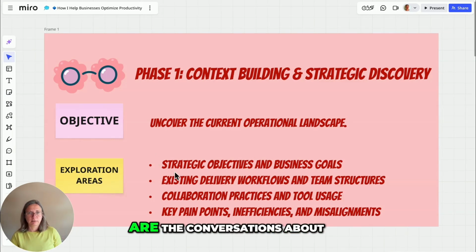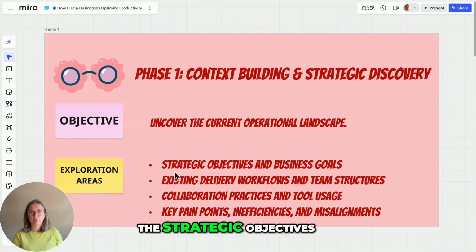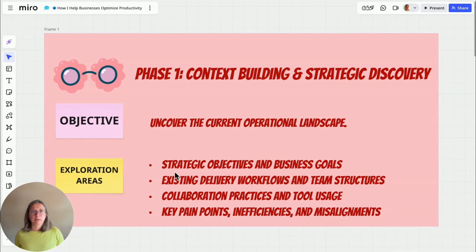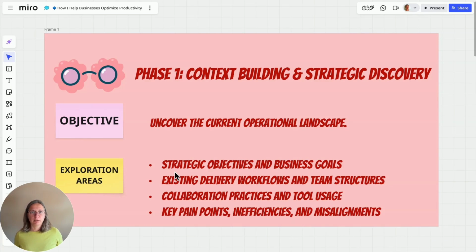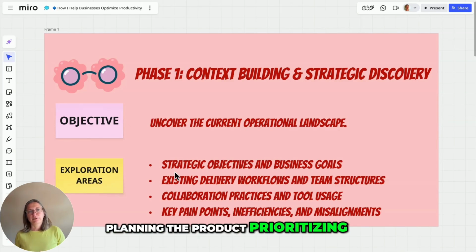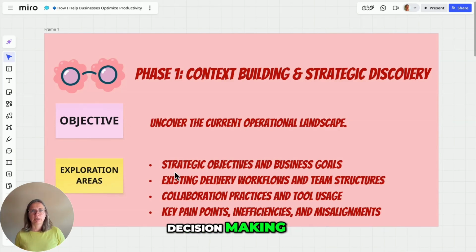exploration areas are the conversations about the strategic objectives, like what is the plan, what is the future state of the business, what type of goals they have defined for themselves in the future. So what are the strategic objectives, what are the business goals, what are the existing workflows, and also how they operate as a business, be it for product delivery, planning the product, prioritizing the work, communication, decision making, also managing the risks, and so on.